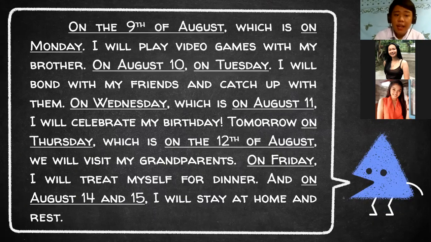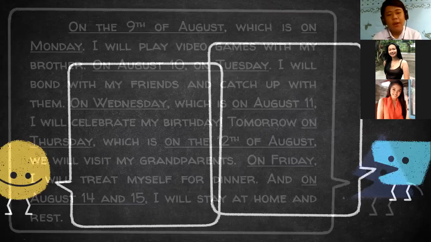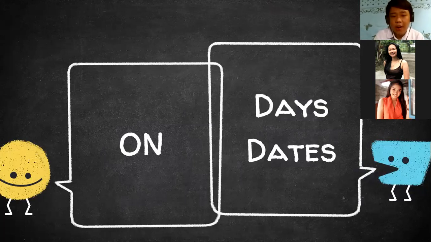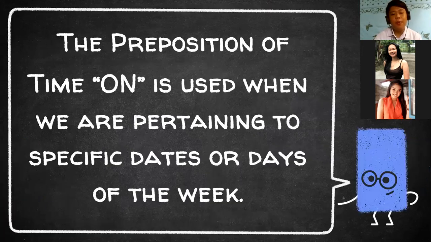So as you can see, these are the days and dates which on modifies: on the 9th of August, on Monday, on August 10, on Tuesday, on Wednesday, on August 11, on Thursday, on the 12th of August, on Friday, and lastly on August 14 and 15. Okay, so like what IZ said, the preposition of time on modifies days and dates based on our paragraph. So the preposition of time on is used when we are pertaining to specific dates or days of the week.